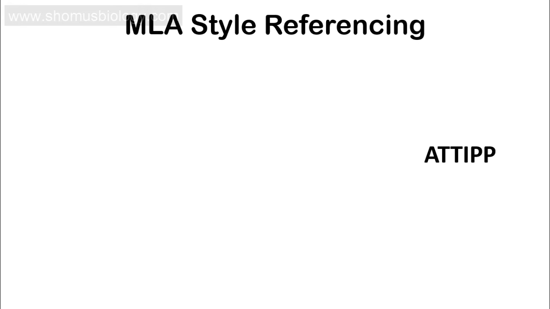The easiest way to remember MLA style referencing is, again, like every single referencing system, there's a sequence of information that you need to provide in the reference, and that is easy to remember. In this case, ATTIP. ATTIP is the way to remember MLA style referencing.